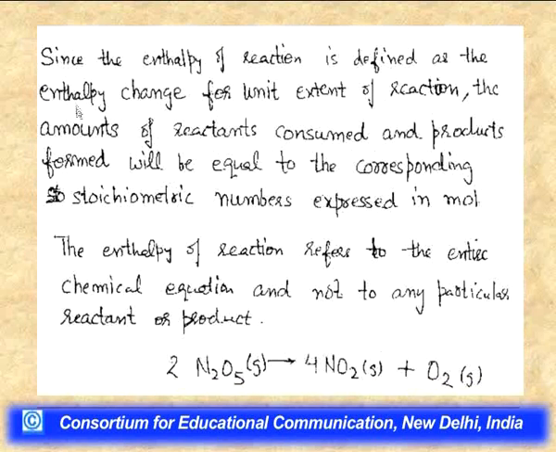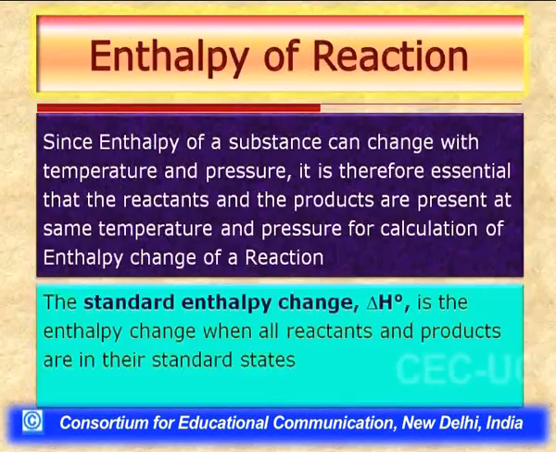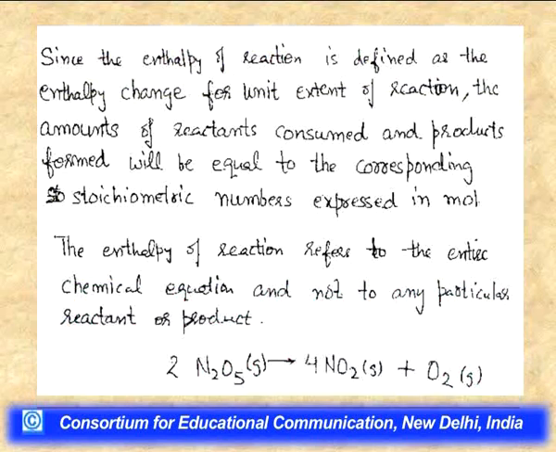Having said this, it further needs important consideration how to determine the enthalpy changes. Since the enthalpy of reaction is defined as the enthalpy change for unit extent of reaction, the amounts of reactants consumed and the products formed will be equal to the corresponding stoichiometric coefficients expressed in mole. It means that if you want to keep xi, the extent of reaction, as 1, you need to specify first of all the balanced chemical equation.